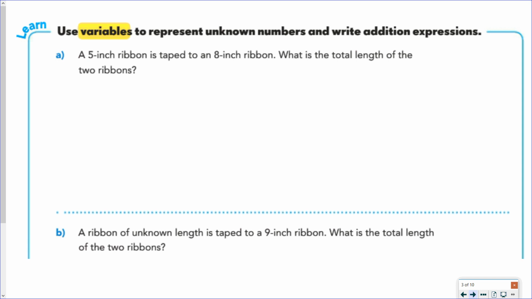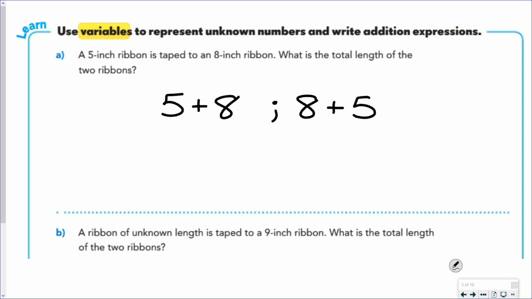So let's look at writing different expressions, both numeric and algebraic. So if we have a 5-inch ribbon, it's taped to an 8-inch ribbon, what is the total length of the two ribbons? Now you might be tempted to write 13 as your answer because that's the total length, but we are writing expressions. So our answer here would be 5 plus 8. With addition, you can switch the order, so another acceptable answer for this one would be 8 plus 5. Either of those is acceptable.